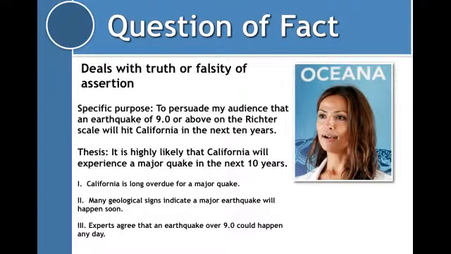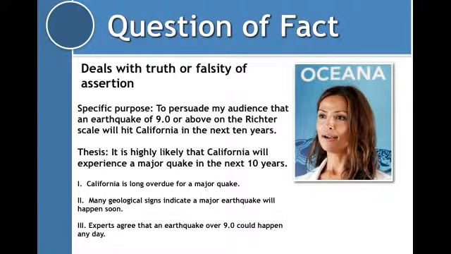In a persuasive speech about a question of fact, you argue that your view of the facts is true. It's the same way a lawyer argues in court. They say, my client is innocent of the charges. Then they have to give evidence to prove that their view of the facts is the way the jury should look at the facts. In this example, the speaker wants to persuade the audience to believe that a large earthquake will very likely hit California in the next 10 years, as opposed to those who think that it probably won't happen.